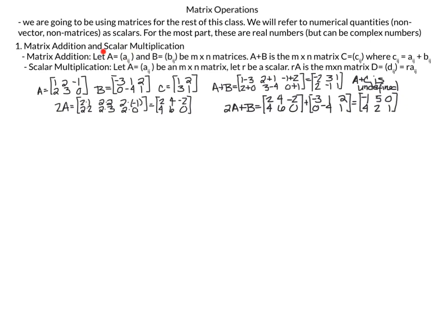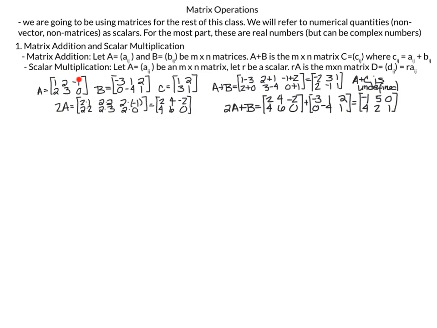So we have the matrix A and the matrix B, and they are both m by n, so m rows and n columns. Then A plus B is the m by n matrix, so the addition gives you the same size matrix C, where C sub ij is equal to A sub ij plus B sub ij. In other words, we add component by component.